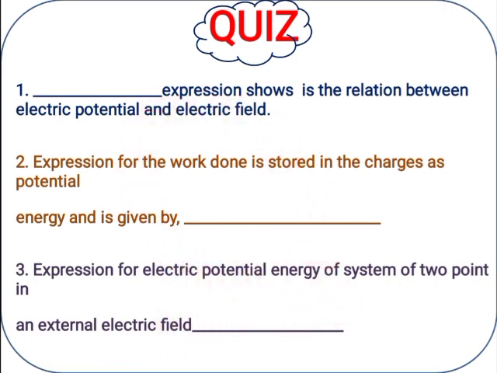So pause the video and cross verify your answers with my answer. Just go through these answers. First answer is E is equal to minus dV by dx, the first derivation which I discussed, the relation between electric potential and electric field. Second derivation: expression for the potential energy in the absence of electric field, that is PE is equal to 1 by 4 pi epsilon naught Q1 Q2 divided by R.